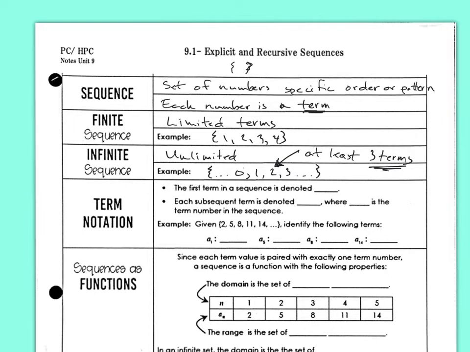So the first term is called a sub 1. And then after that, we just keep adding 1. So we could go a sub 2, a sub 3, a sub 4, but the generic formula is a sub n, and then n is the term number. So we have the sequence, and then we have the term number. There are lots of numbers involved in this, and then we're going to, of course, try to connect those numbers. That's the hardest part.